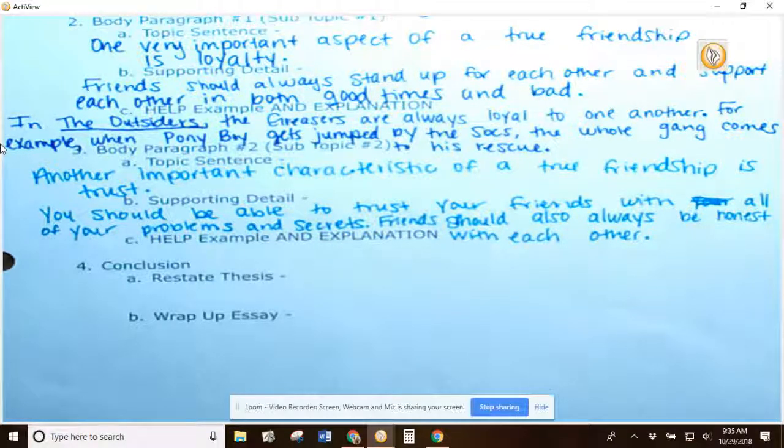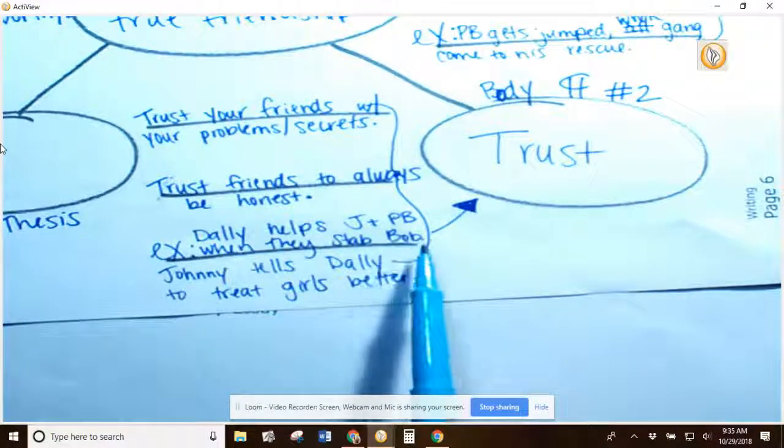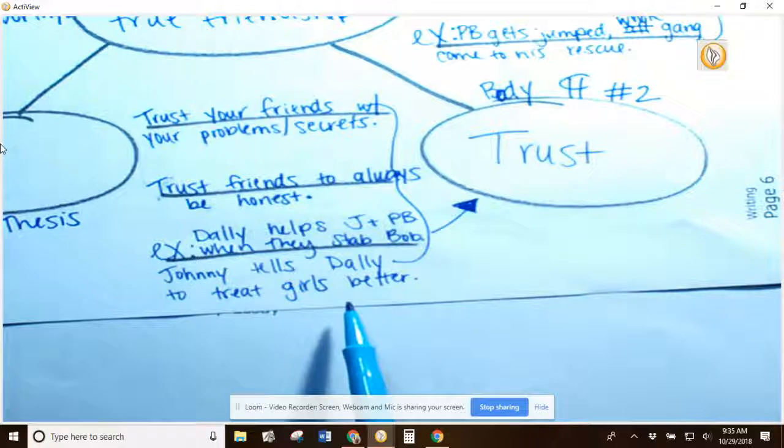Okay. Then we're going to put in our example from The Outsiders, which was, the first one we mentioned was when Dally helps Johnny and Pony Boy when they stab Bob. And I also mentioned the one where Johnny tells Dally that he needs to treat the girls better. He was honest with him, is the point I'm trying to make there. Okay, we can go with either one.